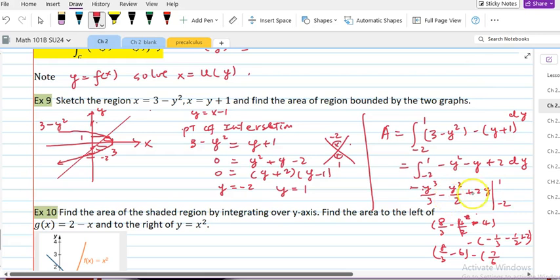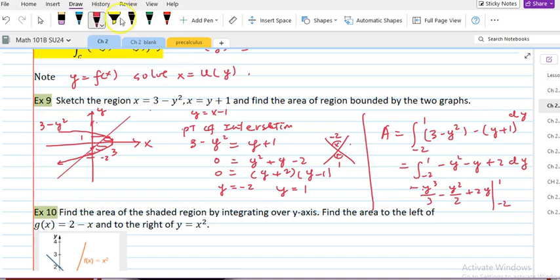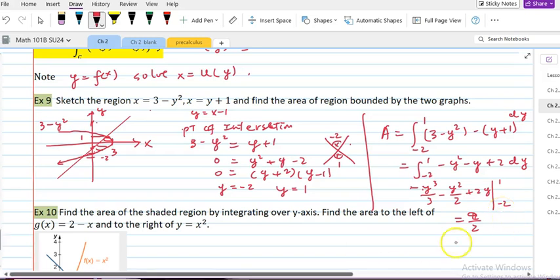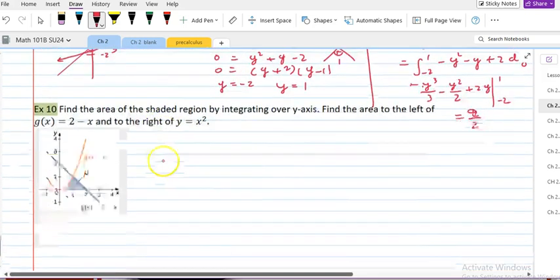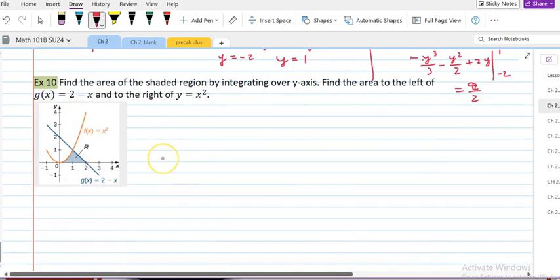Oh gosh, I should do one, I switched it. So when I plug in, I think I'm just going to do 9 over 2. But yes, I should plug in 1 first and then subtract negative 2. I tried, and I don't want the video to be too long.